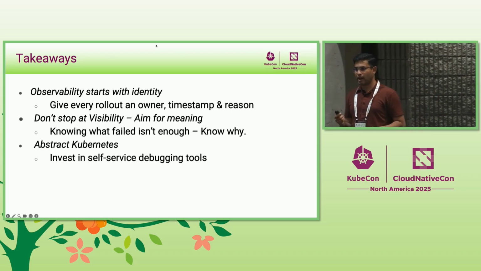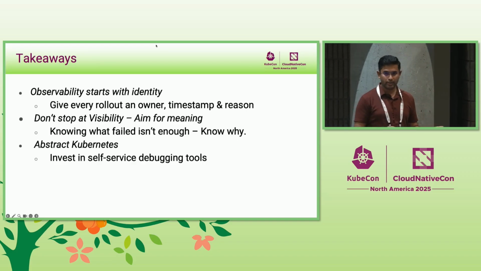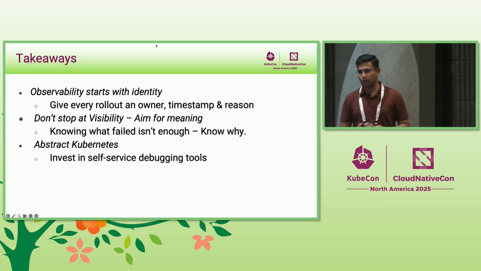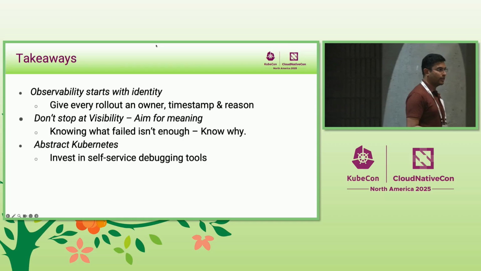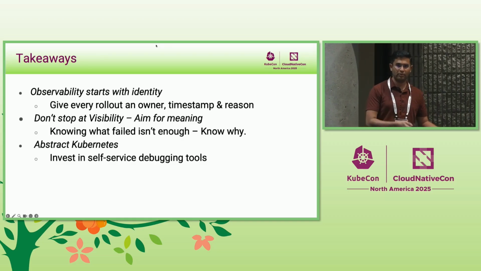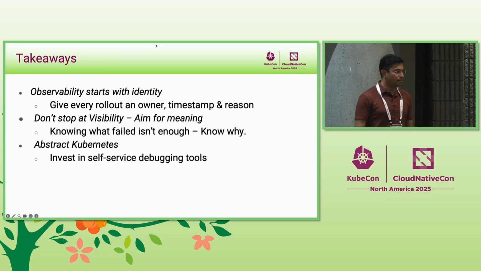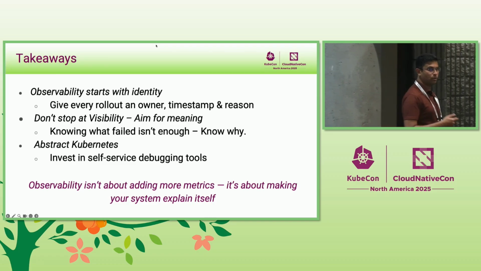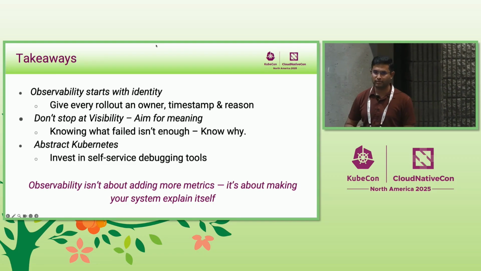And finally, abstract Kubernetes. I think this is the one that goes a long way, where you saw examples of how we've integrated the application and Kubernetes signals in one place through the integrated CLI and the UI experience. So that empowers the developers to do self-service debugging that saves your time to build some interesting things and build the platform itself. And the final key takeaway from my talk is that observability isn't about adding metrics. It's about making your system explain itself.